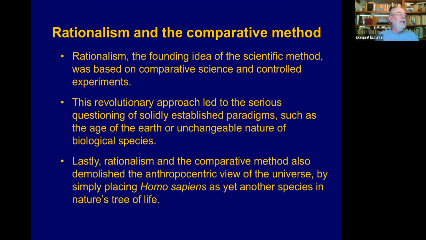Rationalism, the founding idea of the scientific method during the Enlightenment, was based on comparative science and controlled experiments, our ability to make controlled experiments. This is what allowed us to identify microorganisms, identify the causes of disease, and in general, understand the way the Earth works. The revolutionary approach of rationalism during the Enlightenment and the comparative method led to serious questioning of solidly established paradigms, such as the age of the Earth or the unchangeable nature of biological sciences.